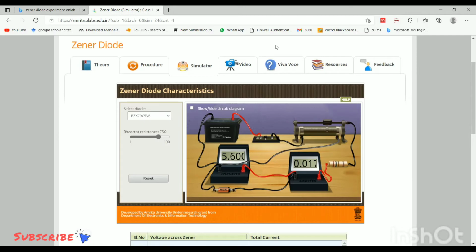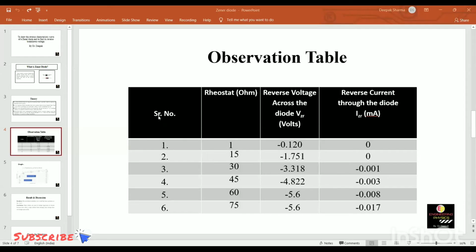Now how can we record the readings? Record the readings in the observation table: serial number, rheostat 1, 15, 30, 45, 60, 75. Reverse voltage across the diode: this is the Zener diode reverse voltage, minus 0.120, and reverse current through the diode in milliampere, 0; then minus 1.751, 0; minus 3.318, 0.001. We have to note down the readings in a similar manner.